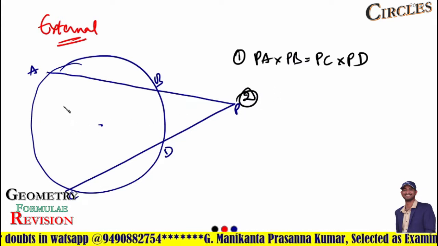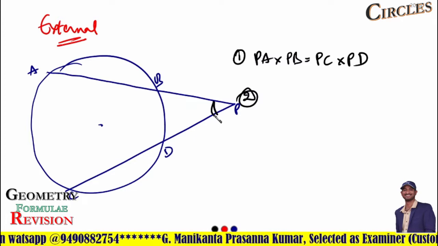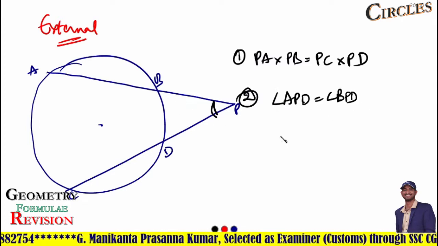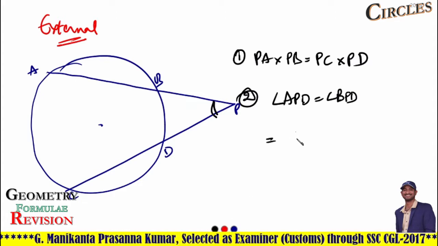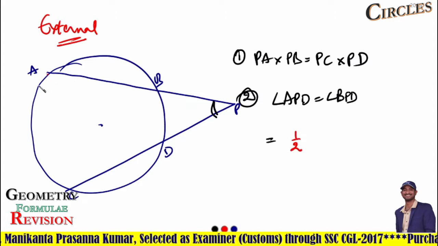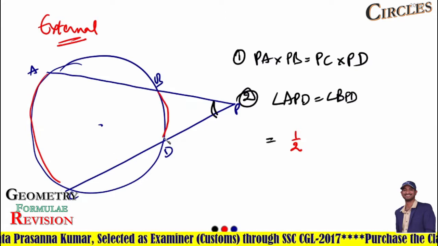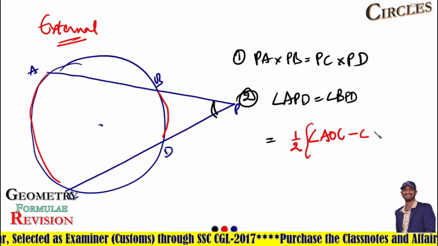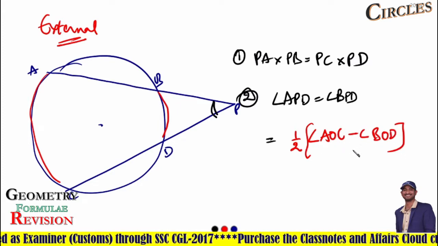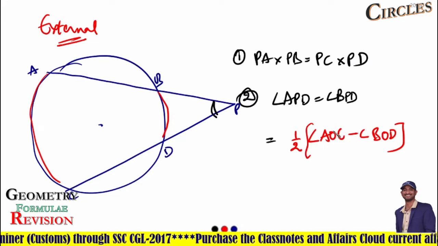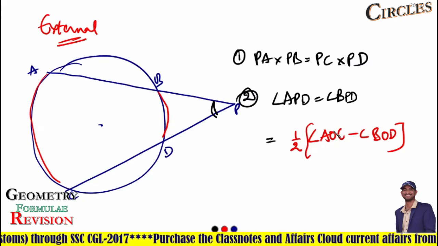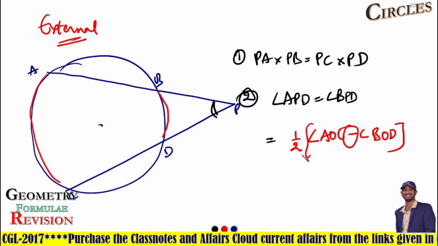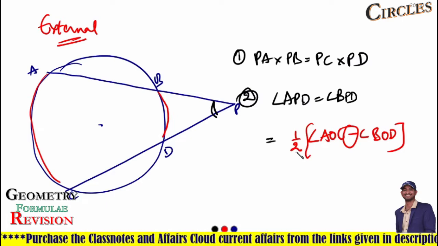Next, in a similar manner to internal, angle APC, which is the same as BPD, both are equal to half of, APC means this arc, BPD means this arc. Yes, so half of the difference of the central angles made by those arcs, angle AOC minus angle BOD. In case of internal, we have to take plus, but in case of external, we have to take a difference, minus. Is it clear, all of you?